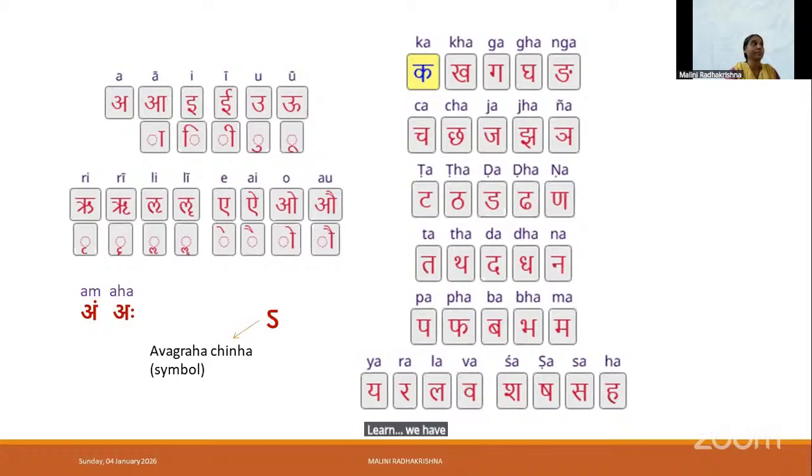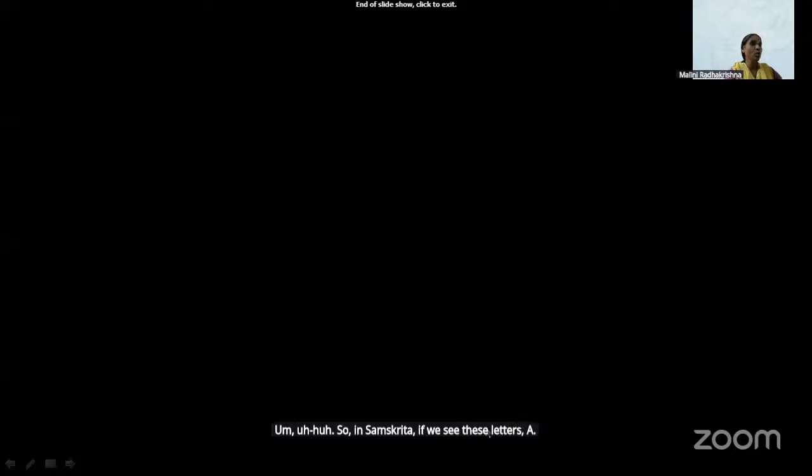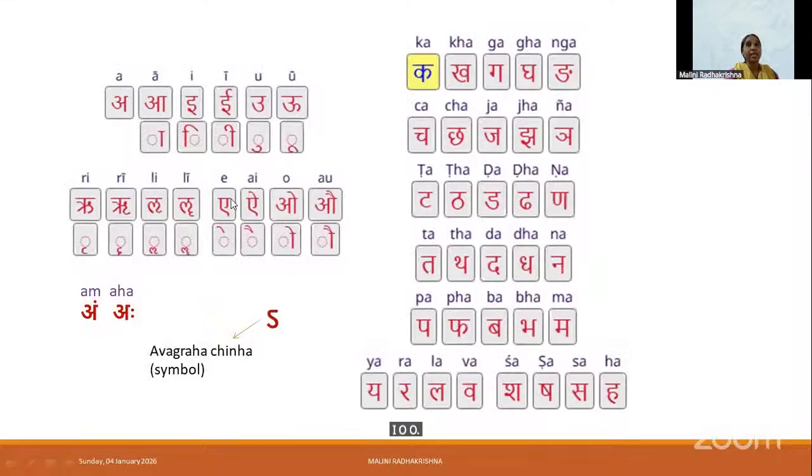Then comes A, I, O, Au. In Samskrita, these letters A, I, O, Au are all Dirgha Swaras. We will come to what is Hrasva Swara and Dirgha Swara later. First, let us identify the letters.